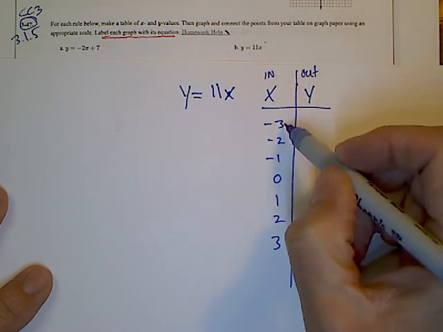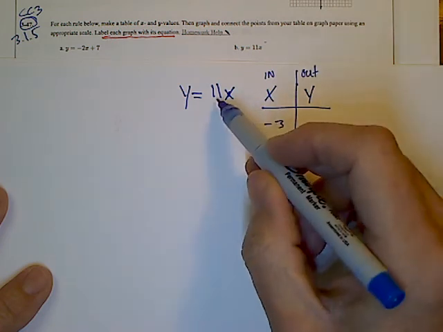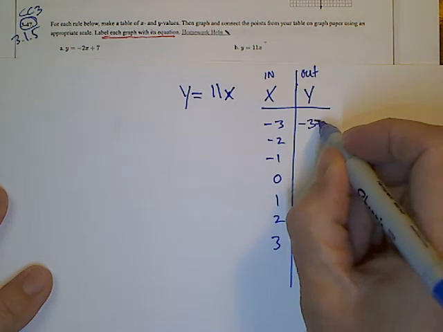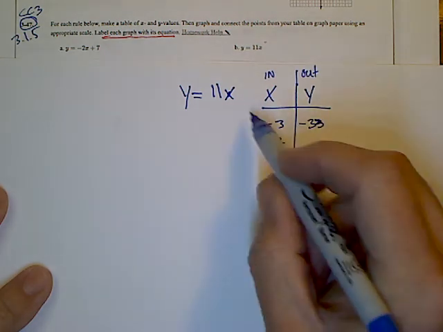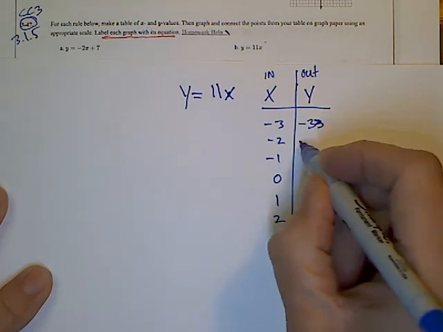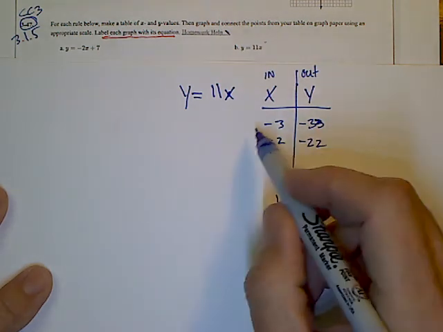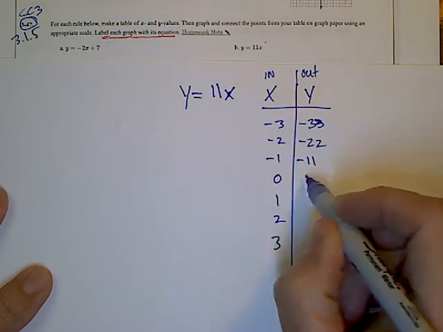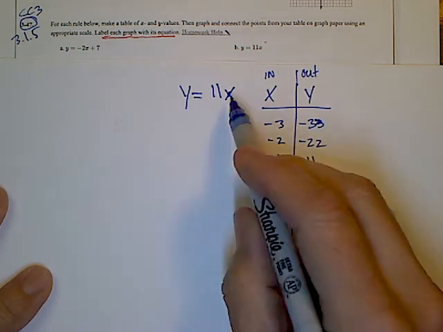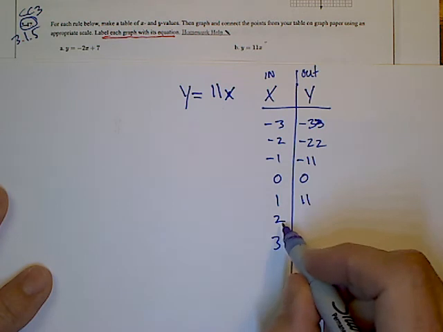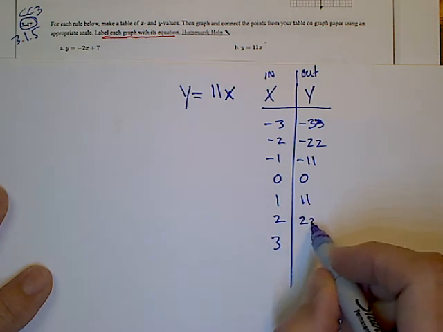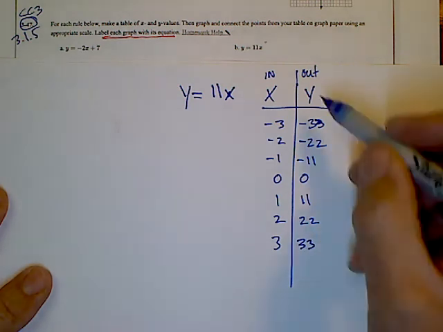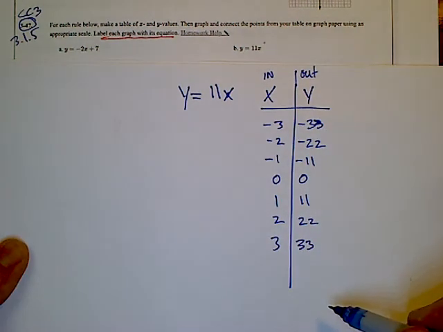So in goes -3. 11 times -3 is -33. And then 11 times -2 is -22. Then 11 times -1 is -11. 0 times that is 0. 1 times 11 is 11. 2 times 11 is 22. And then 11 times 3 is 33. So here's my table of values that I've created.